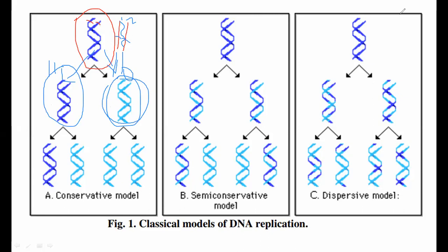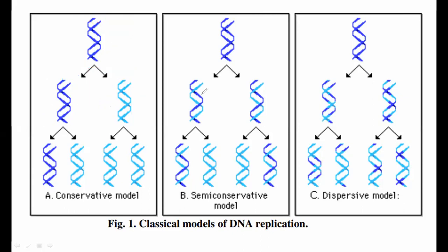I will explain this again. You have to understand what the conservative model of DNA replication is. The conservative model means that the newly synthesized DNA does not contain any mother DNA. This is your mother DNA, the old DNA, the double-stranded DNA. Before replication, what will happen? It will unwind into two strands. This is the mechanism of DNA replication.